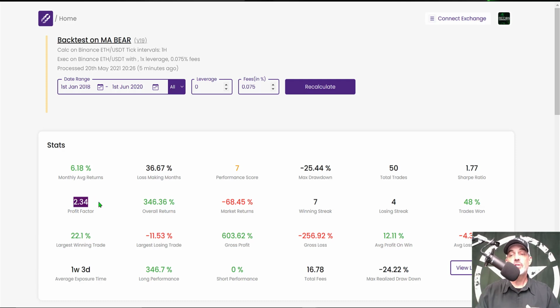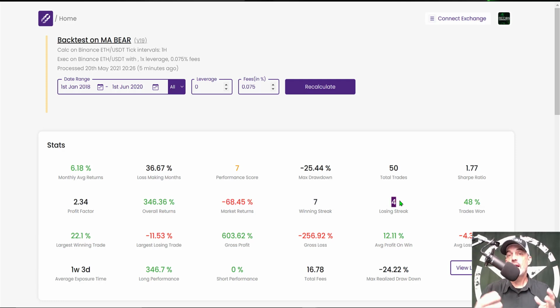Profit factor, similar to the Sharpe ratio, anything over 1 is acceptable. Anything over 2 is good. Again, I always shoot for over 2, and we're actually achieving that in a bear market. And again, those overall returns of almost 350% versus market returns of almost negative 70%. Absolutely crushed it.